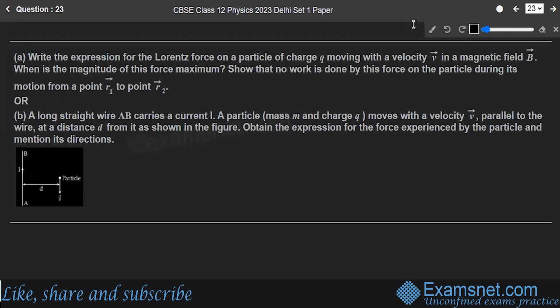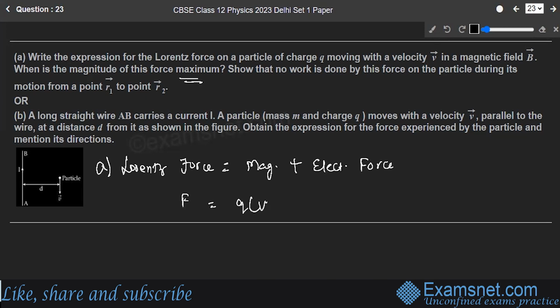Question number 23. Write the expression for the Lorentz force on a particle of charge q moving with velocity v in a magnetic field B. When is the magnitude of the force maximum? Show that no work is done by this force on the particle during its motion from R1 to R2 point. So let's pick up this one. First thing, the Lorentz force is equal to magnetic plus electric force. So force is equal to q times the cross product of V and B vector.